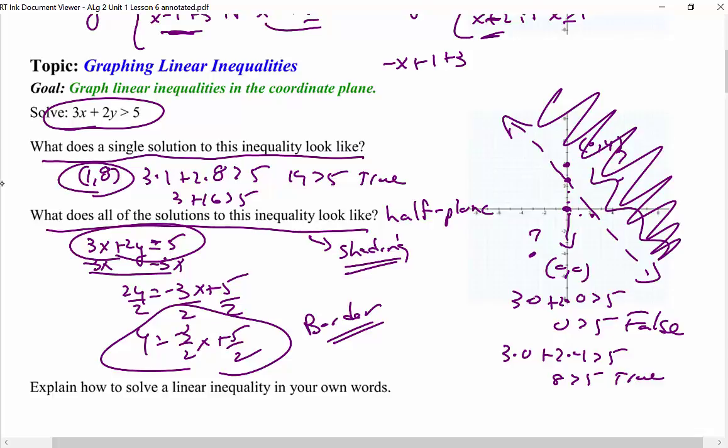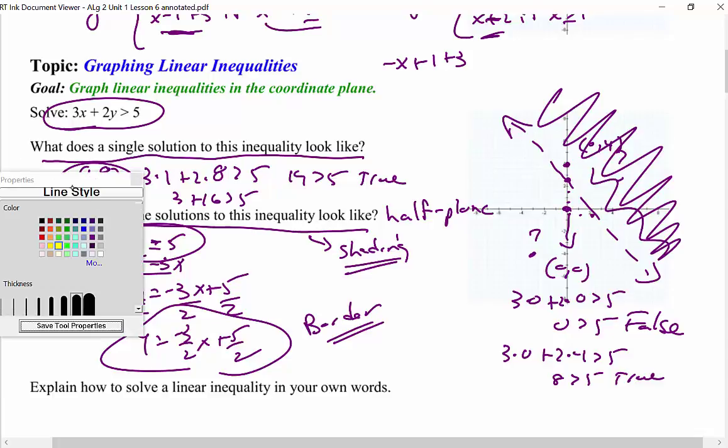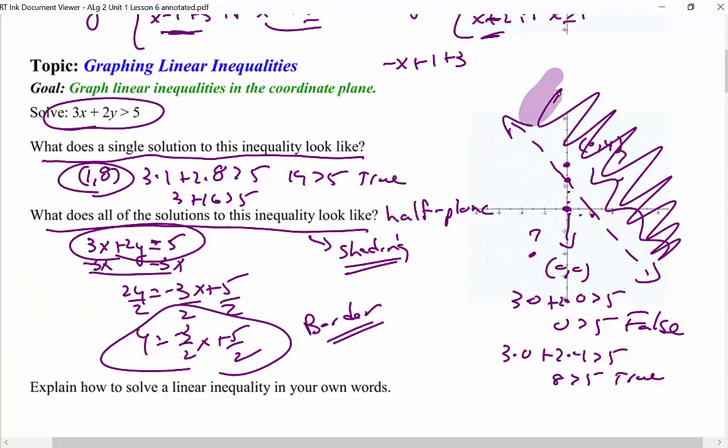Oh, you know what? I have a shader thingy bobber here. Let's see if we can do purple shading. Purple shading. Here we go. Oh, that's so cool. Look at that. So we're shading all of this.